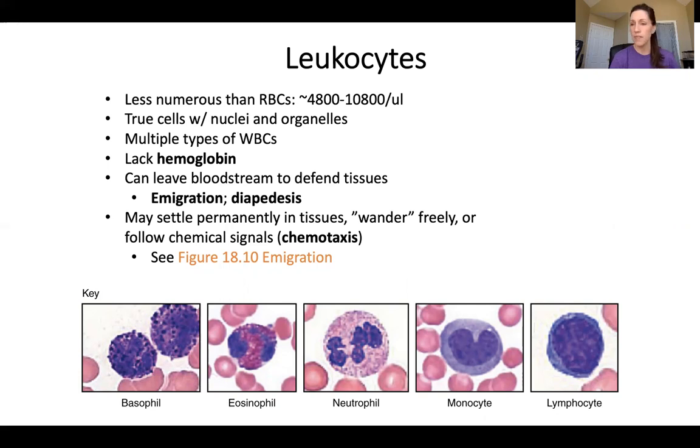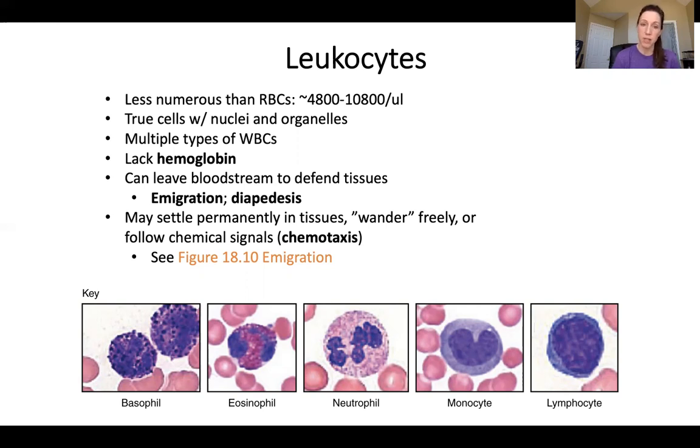Also, leukocytes don't have hemoglobin. That is particular to red blood cells for carrying oxygen, so you don't see that red color. That's why they're called white blood cells. Another difference between leukocytes and erythrocytes is that erythrocytes are permanently in the blood stream inside your blood vessels. They don't leave. If you have leaking red blood cells from your vessels, you've got problems. But leukocytes can, and they do.